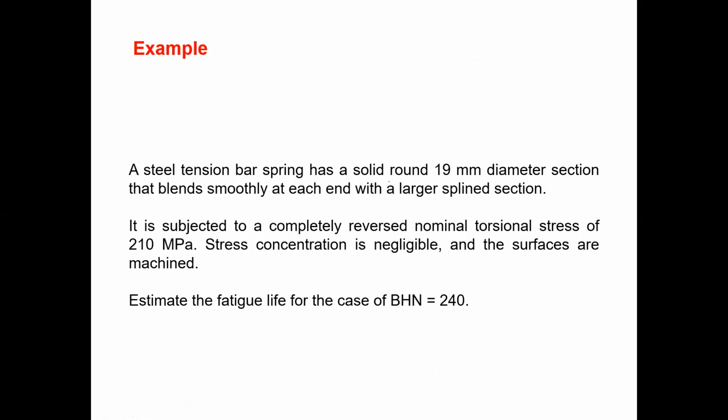So in this example, you can read it. A steel torsion bar spring has a solid round 19 millimeter diameter section that blends smoothly at each end with larger sections. It is subject to a completely reversed nominal torsional stress of 210 megapascal. Stress concentration is negligible and the surface is machined. Estimate the fatigue life for the case of BHN equals 240. So you need to estimate the fatigue life. Any questions?